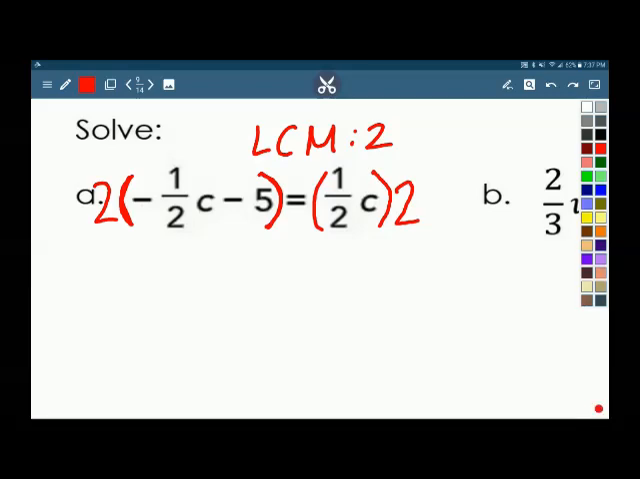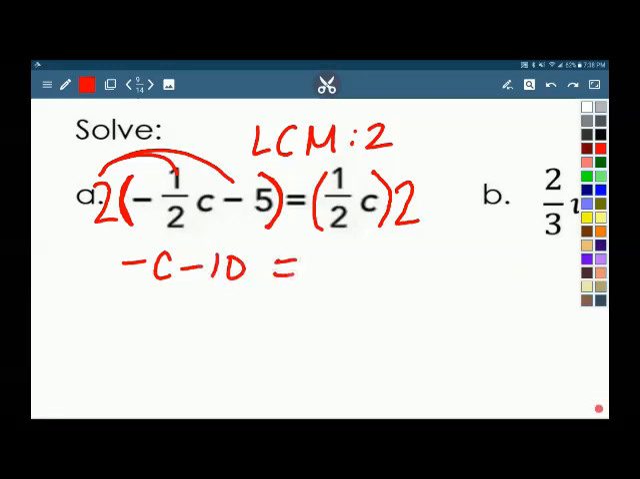Now, we practiced the distributive property yesterday. So take that 2, multiply it into both the terms on the left side. 2 times negative 1/2, or half of 2, is 1. But a positive times a negative is negative. So this is negative 1c. And then 2 times negative 5 is equal to negative 10.